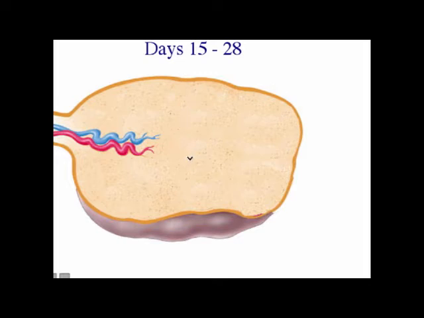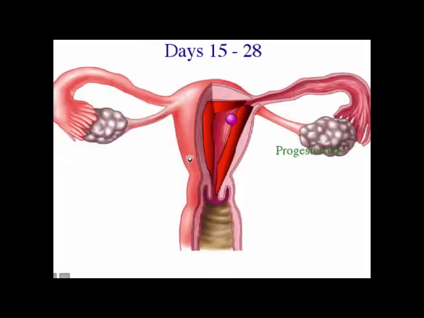So if she's not pregnant, the corpus luteum dies, no more progesterone, the endometrium is no longer sticky, and so she gets her menstrual flow, which is now the beginning of the next cycle. And so that's why if she's not pregnant, she gets her period starting on the next cycle.